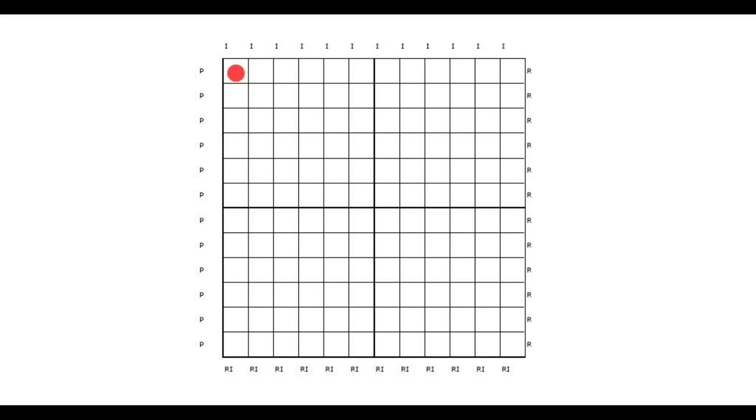Using a row matrix, we can easily keep track of all 48 versions of a single row. The left side of the matrix shows the 12 prime rows, or transpositions. From the top down, we can see the inversions. From the right to left, the retrogrades. And from the bottom up, the retrograde inversions. Let's use my original row to complete a row matrix.